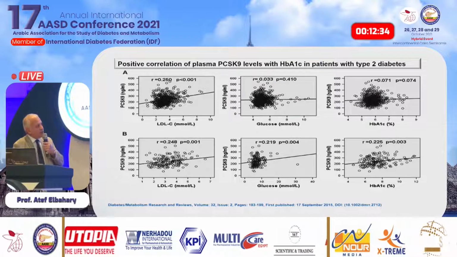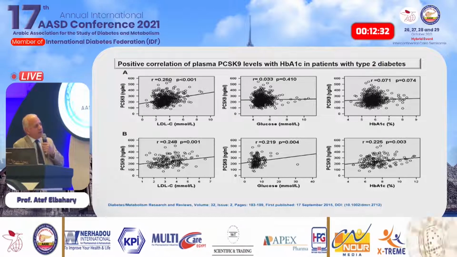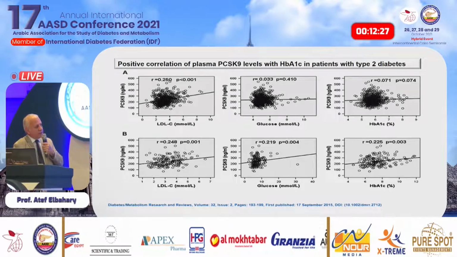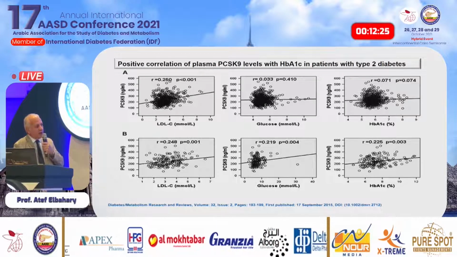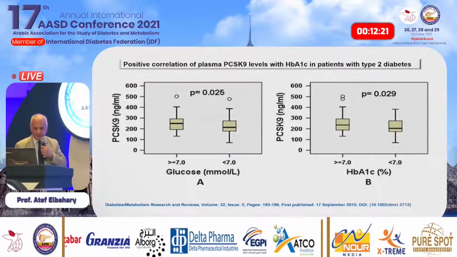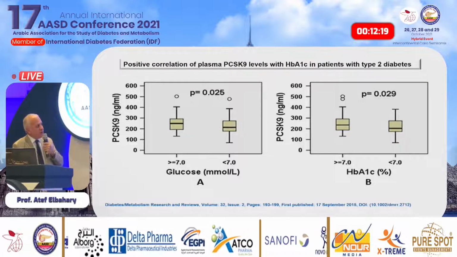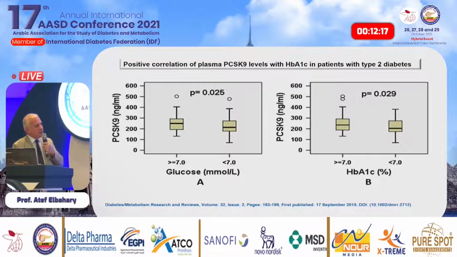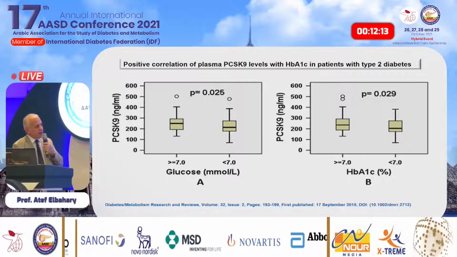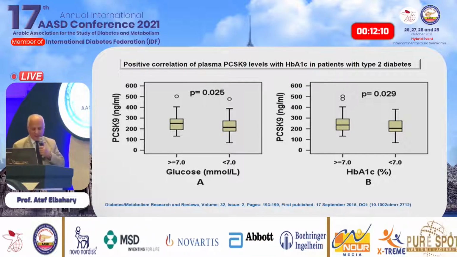The positive correlation of plasma Pcsk9 levels with HbA1c in patients with type 2 diabetes, as we see here, with increasing level of Pcsk9, we find the HbA1c is much increased. The positive correlation of plasma Pcsk9 levels with HbA1c in patients with type 2 diabetes is markedly seen here, and the p-value is highly significant.